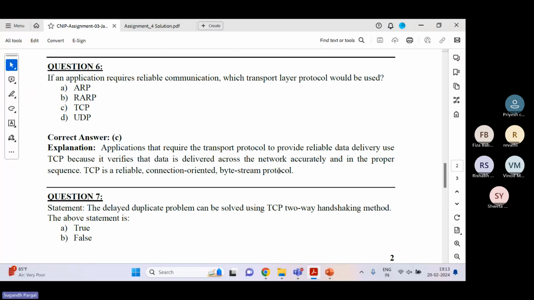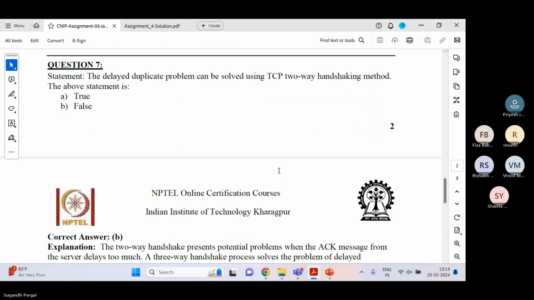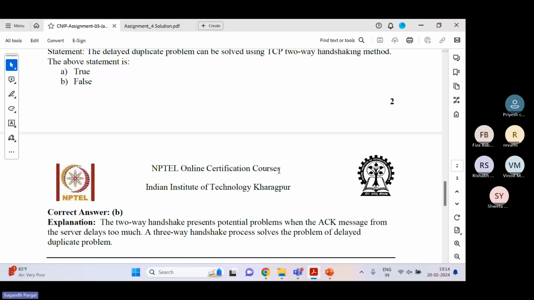Which statement is true: the delayed duplicate problem can be solved using the two-way TCP handshaking method? Is this true or false? This is false, the two-way handshake does not serve this purpose. A three-way handshake process solves the problem of delayed duplicates.